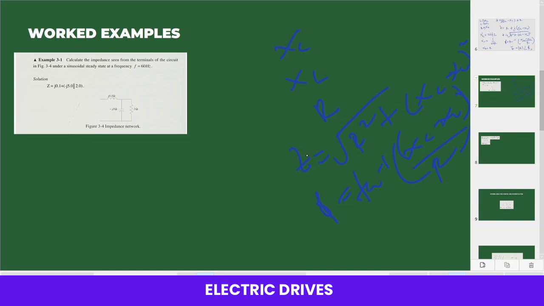Today we are going to use this idea to understand certain things with questions. In our first question it says we should calculate the impedance seen from the terminals of a circuit. The circuit is given below in this figure under a sinusoidal steady state at a frequency of 60 Hz. In this circuit there is a parallel connection.